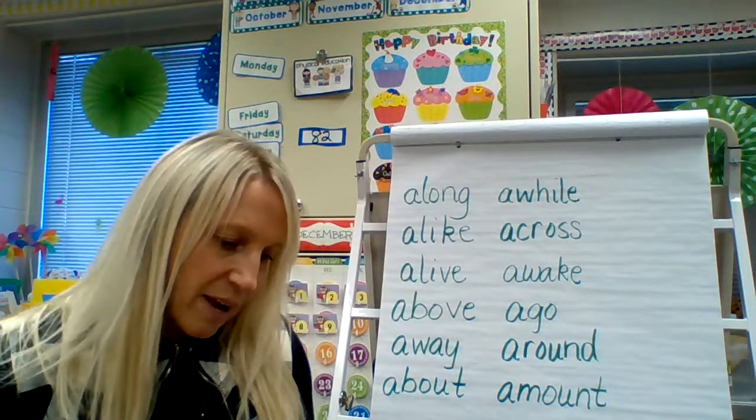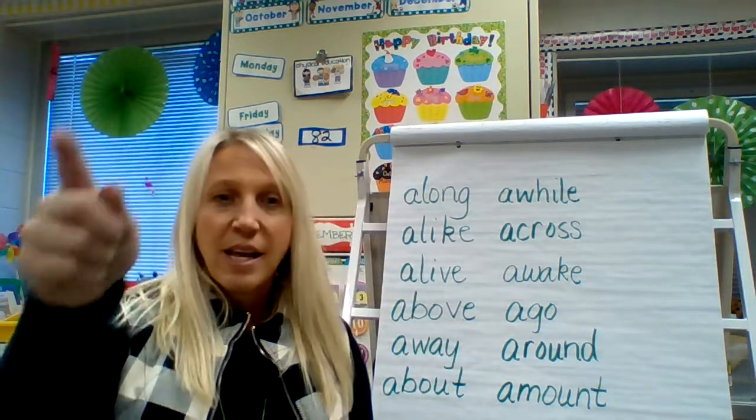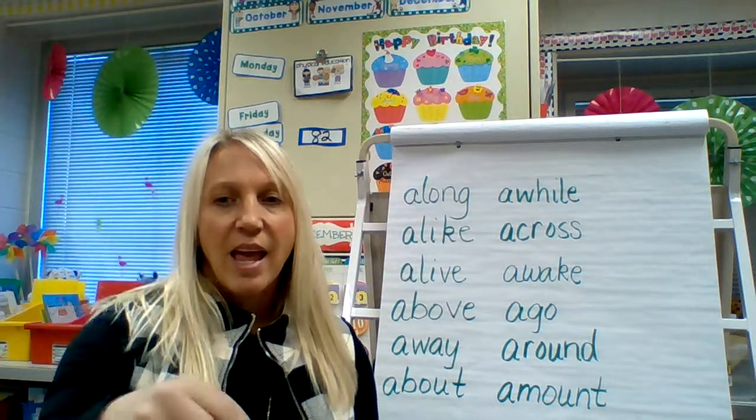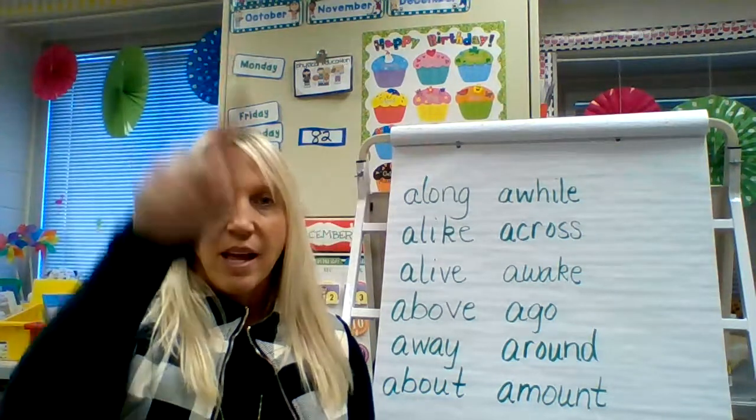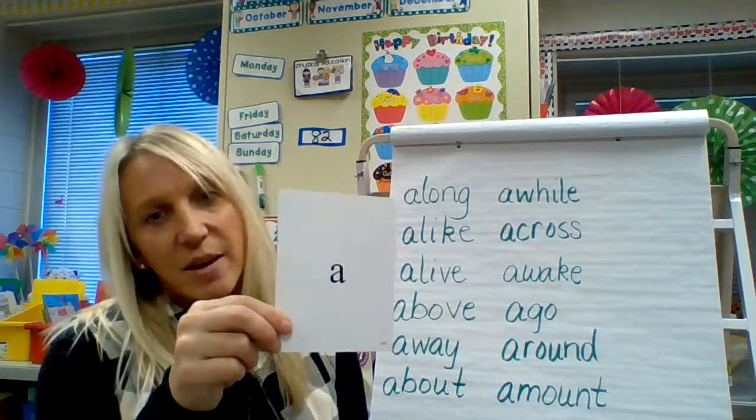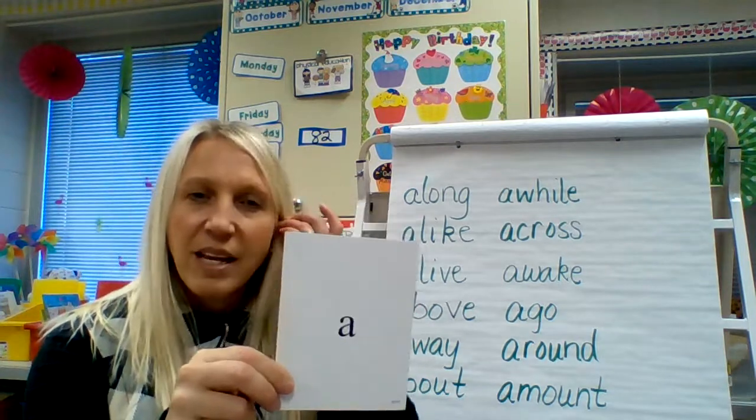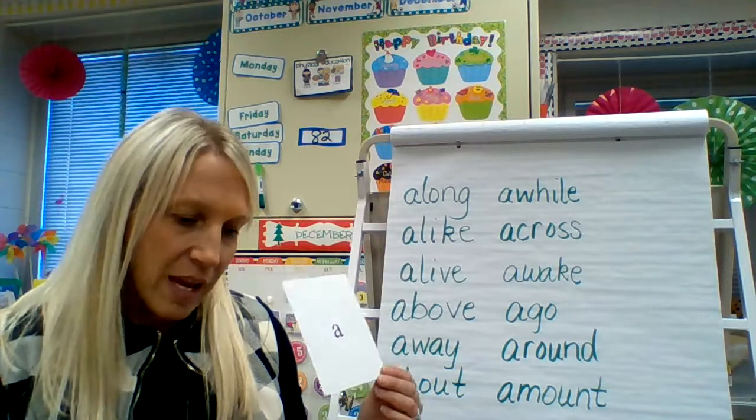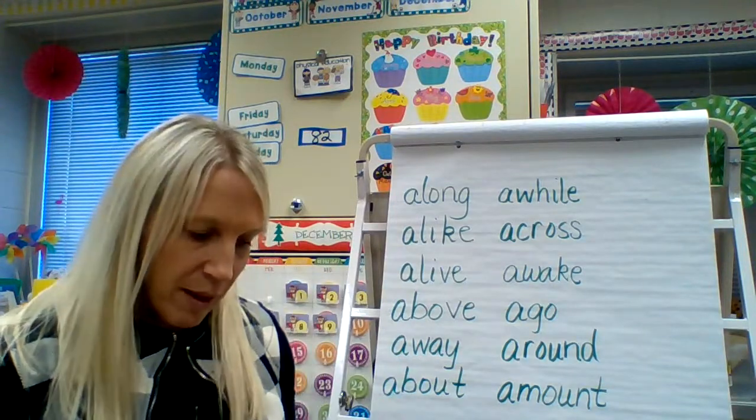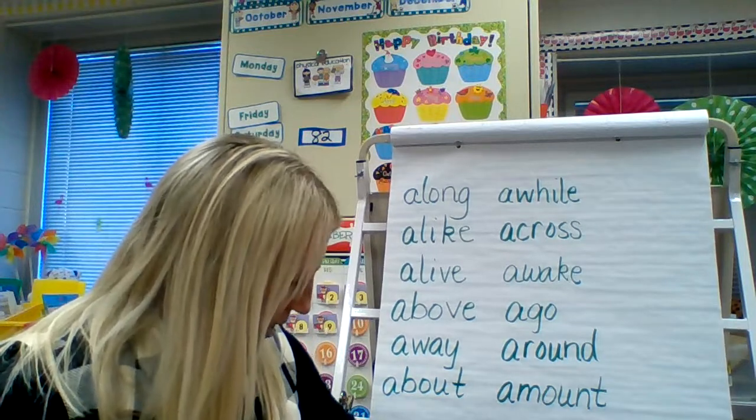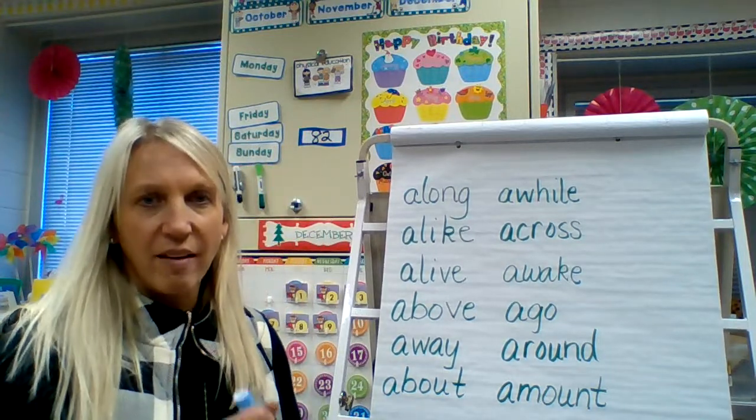So we're going to skywrite 3 times. That A says uh. A says uh, A says uh, and again, the keyword is about, and it says uh in an open syllable at the beginning of a 2-syllable word. Okay, so let's practice that, and let's take a look here at some words I have.